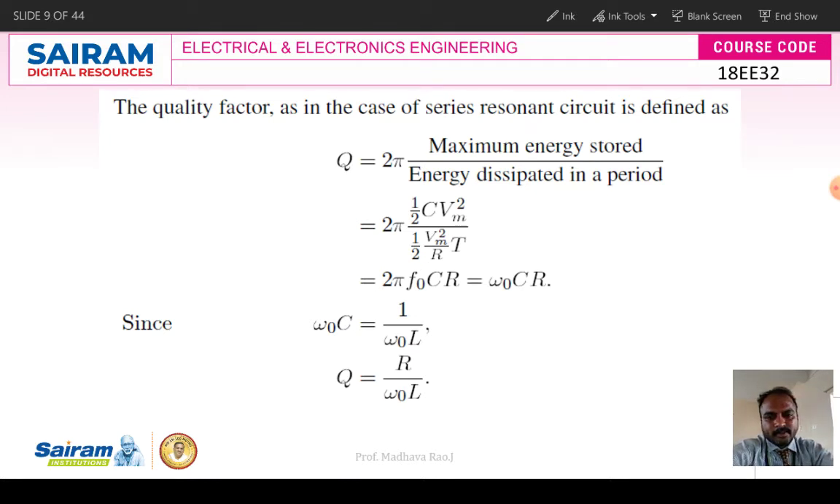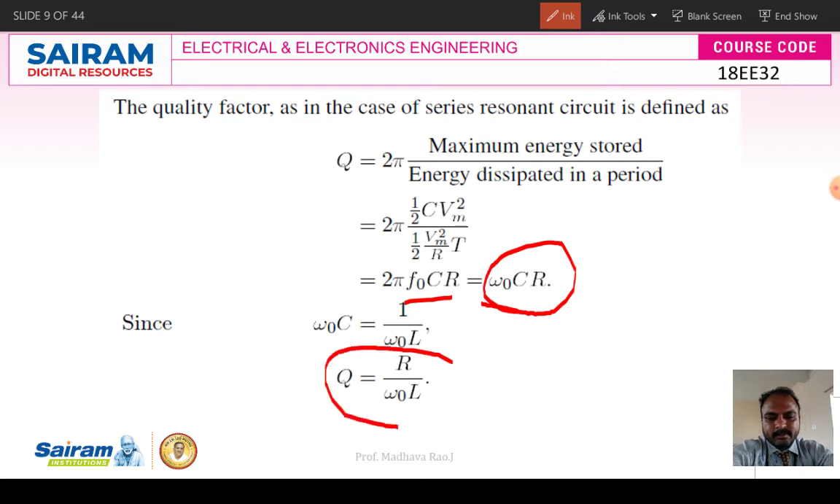So, Q equals 2 pi into maximum energy stored in capacitor, 1 by 2 C V square, divided by energy dissipated in a period, Vm square by R into T. So we have to multiply by time. If you simplify these two, the 1 by 2 will cancel, and you will get 2 pi f naught C R. Here f naught, 1 by T, is the inverse of time, and we are taking it as frequency. Finally, 2 pi f naught equals omega naught, so Q equals omega naught C R. This is the quality factor.